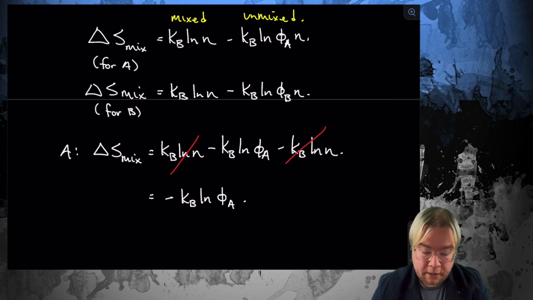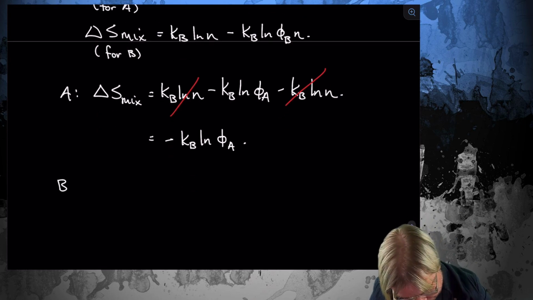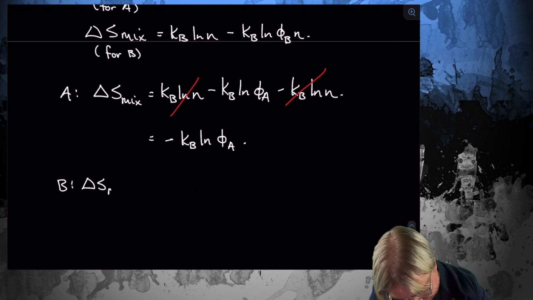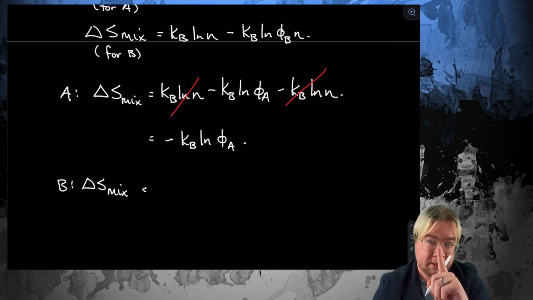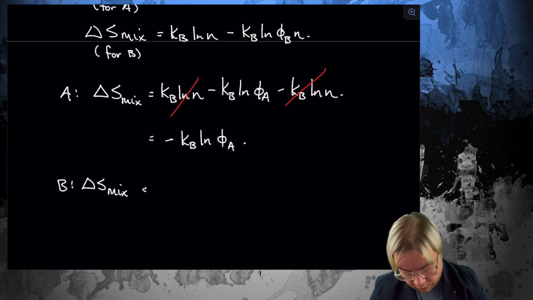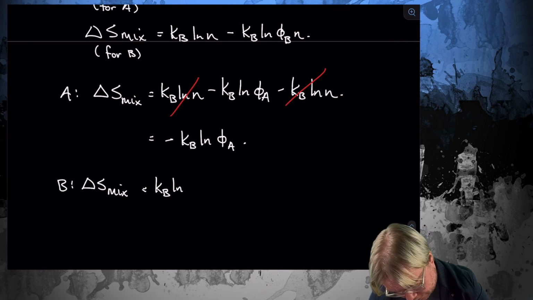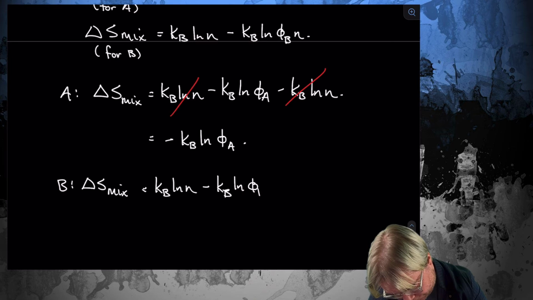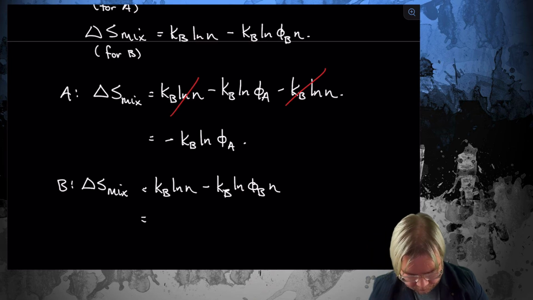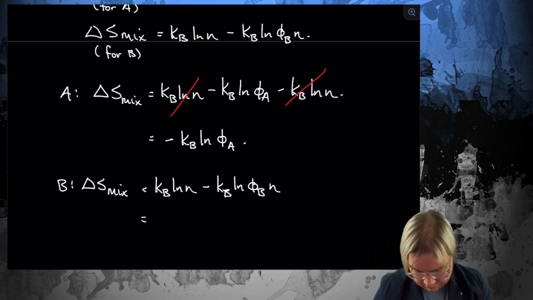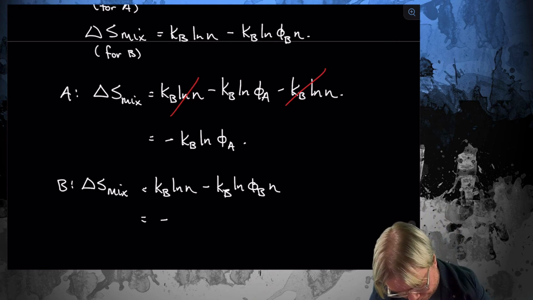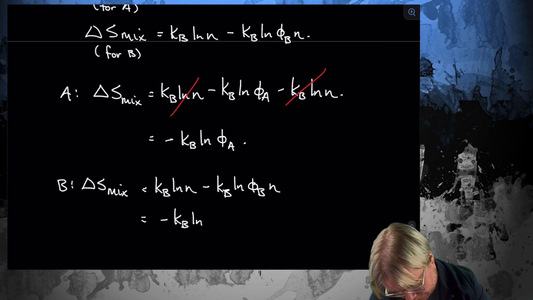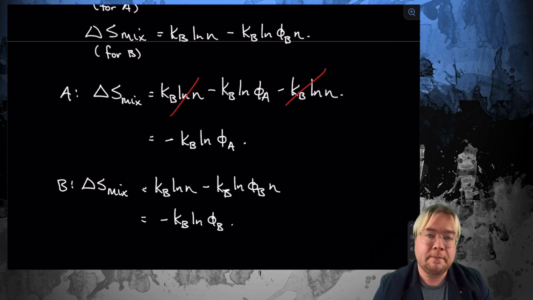That's good. And we could do the same thing for B. Delta S mixing for one single B particle, only one particle, is KB log N minus KB log of phi B times N. And so we play the exact same game that we just did. We have logarithms, so we can simplify this expression, and we'll get minus KB times the logarithm of phi B. And that's that.